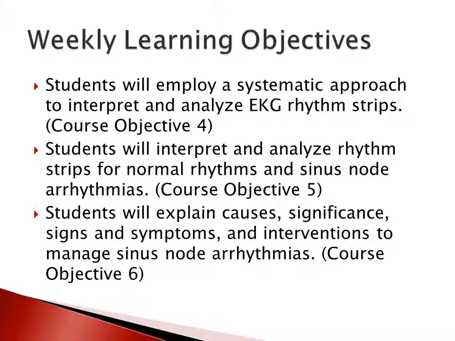The weekly learning objectives for the 4th week of class would be that students will employ a systematic approach to interpret and analyze EKG rhythm strips. Students will interpret and analyze rhythm strips for normal rhythms and sinus node arrhythmias. And students will explain causes, significance, signs and symptoms, and interventions to manage sinus node arrhythmias.